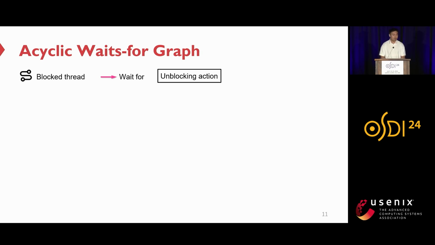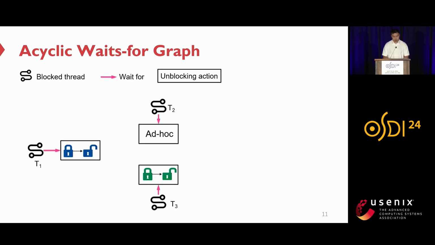The high-level idea is to represent the wasteful dependencies in a system as a wasteful graph. When a thread gets blocked, it waits for an action of another thread, which we call an unblocking action. The unblocking actions could be releasing the lock or fulfilling some ad hoc actions. They constitute the vertices of the graph.